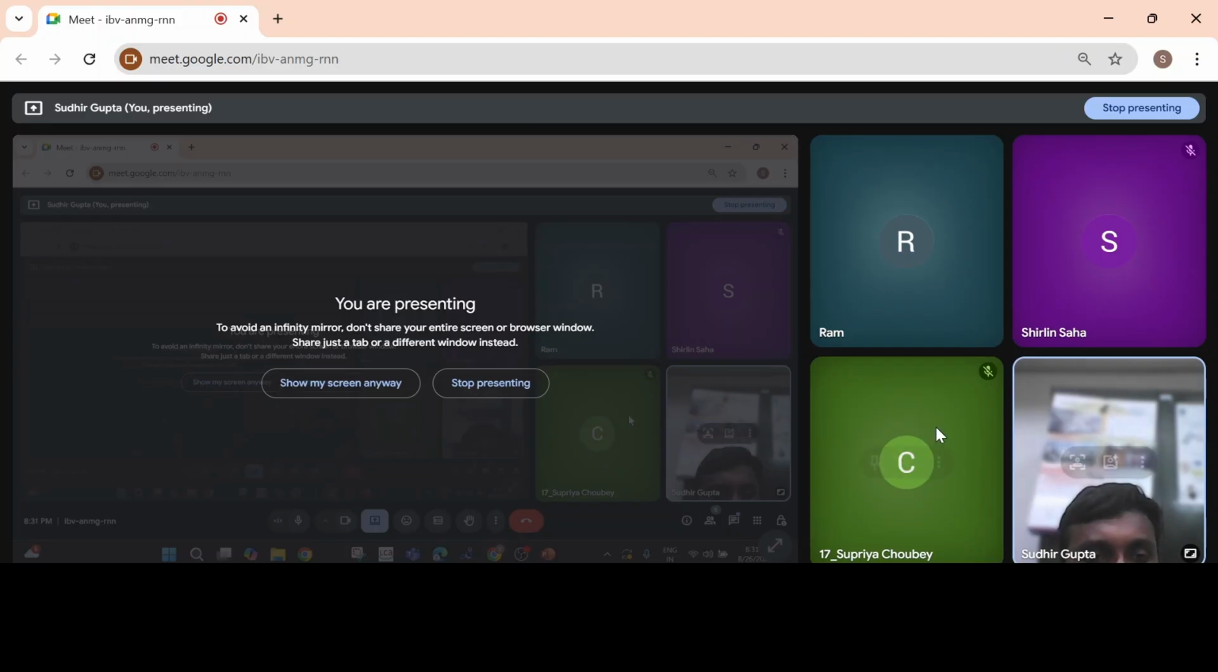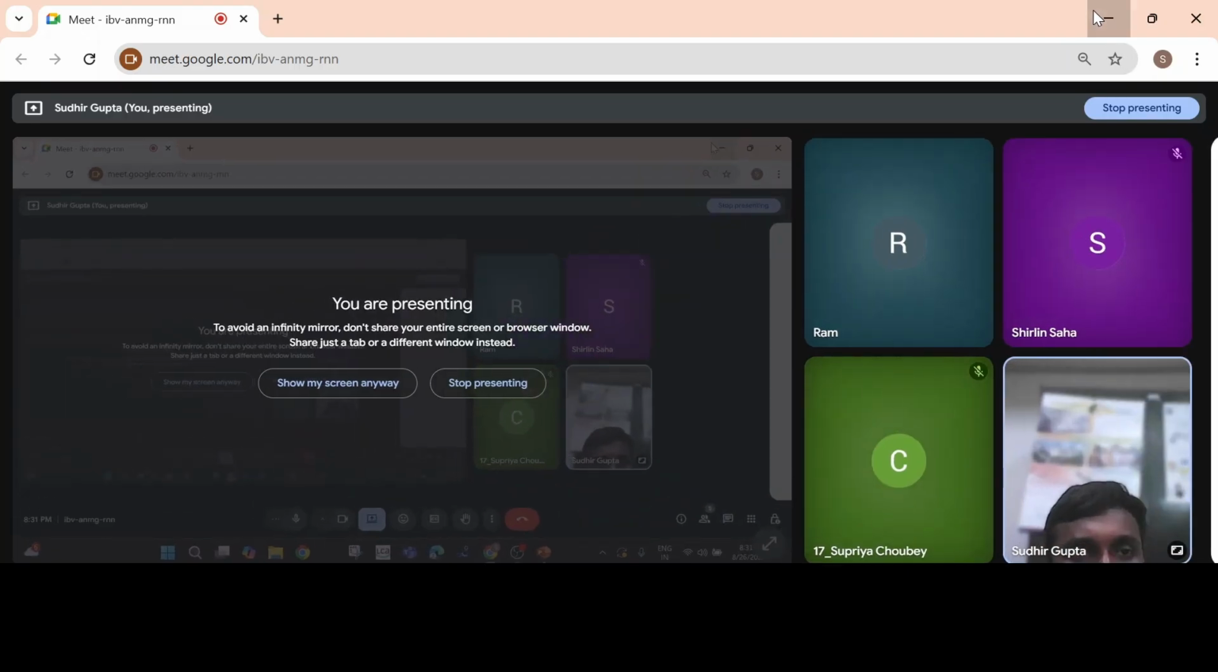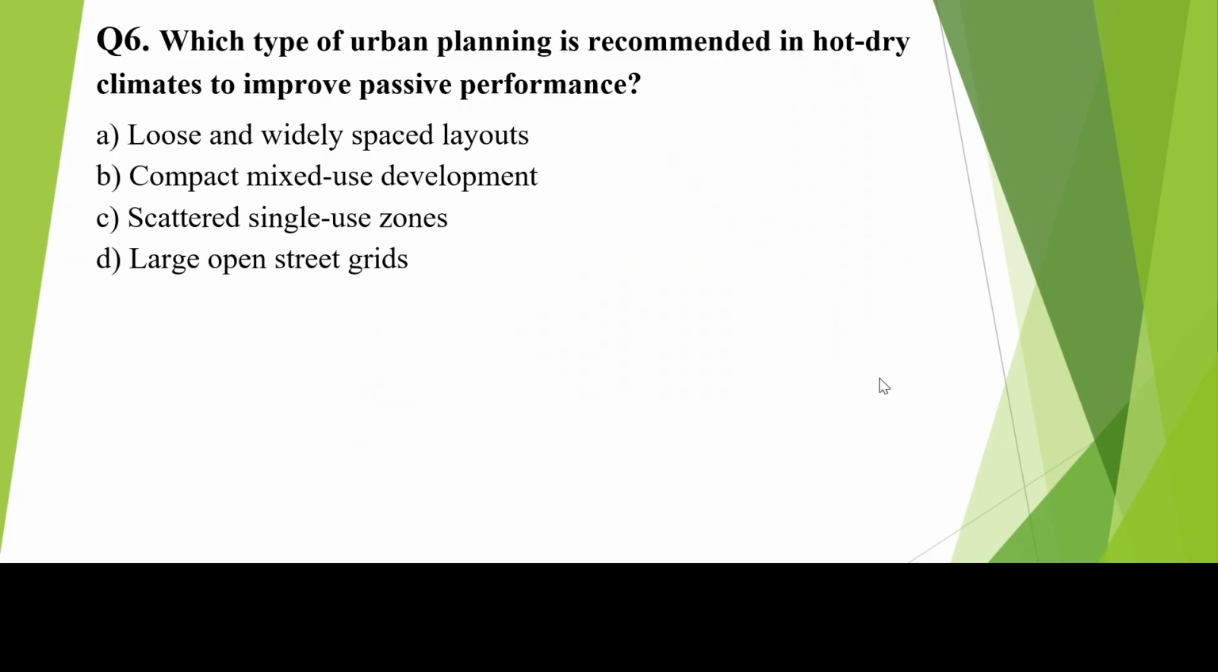Yeah, as I can see, 6B has been answered by most of you. Let me go to the question again. Yeah, 6B is the correct answer for this question. Compact and mixed use development.